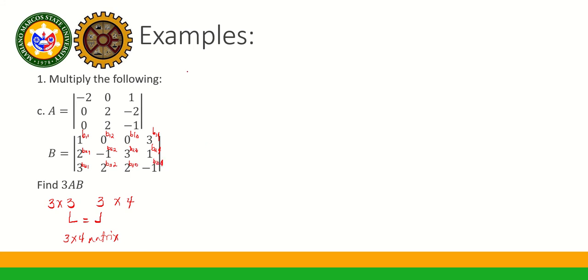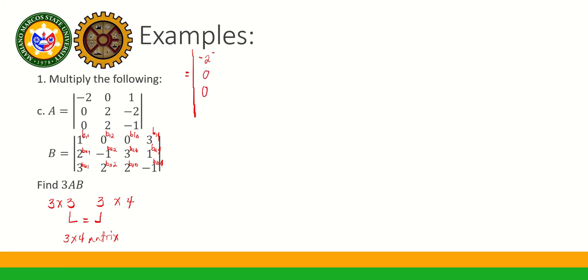So, this will be equal to, ayan, see, for elements of the first column multiplied by this one. So, this is negative 2, tapos 0, wait lang. Okay, so negative 2, 0, and then 0.